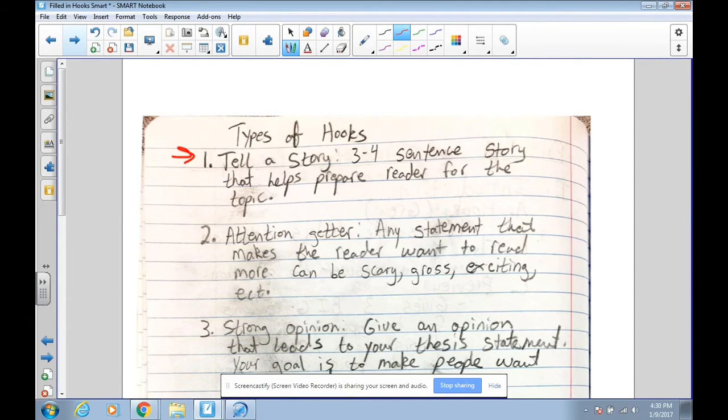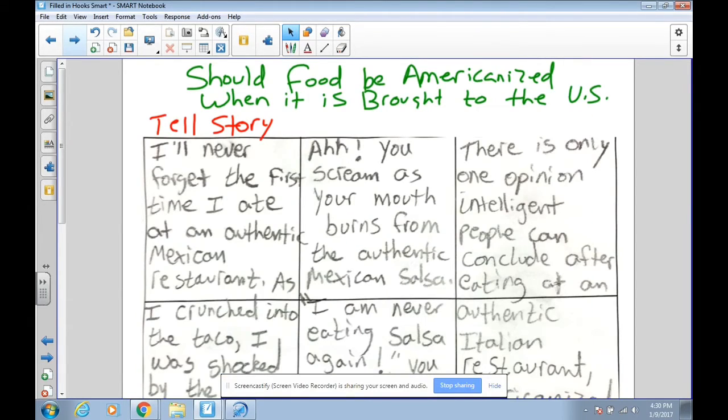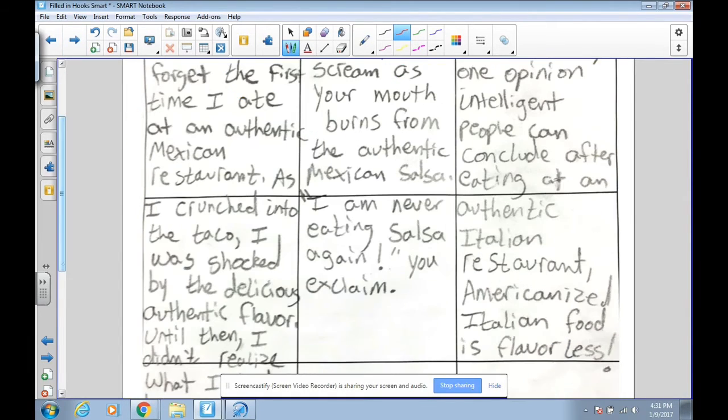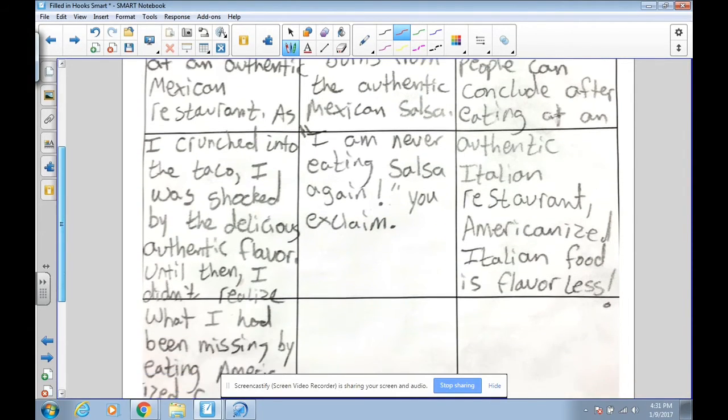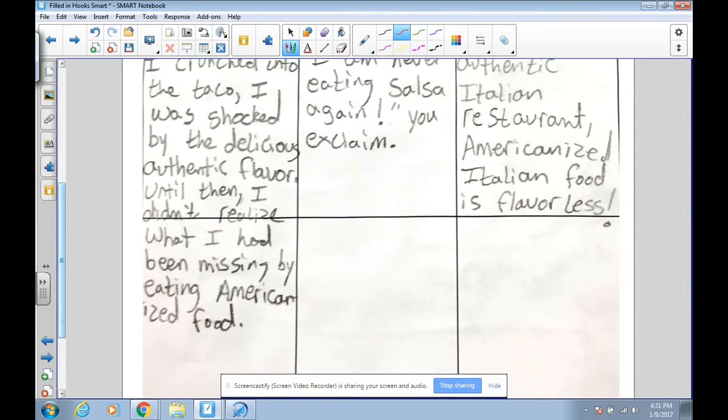So if we take a look at an example, our topic takes us back to the beginning of the year. Our question is, should food be Americanized when it's brought to the U.S.? So if I take a look at my tell a story example, notice how we have a small story. So I'll never forget the first time I ate at an authentic Mexican restaurant. As I crunched into the taco, I was shocked by the delicious, authentic flavor. Until then, I didn't realize what I had been missing by eating Americanized food.